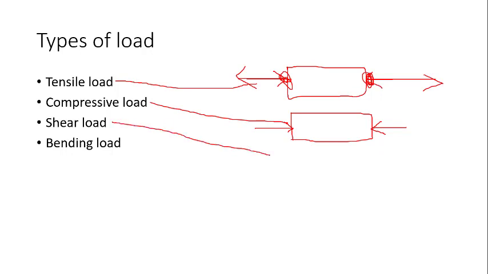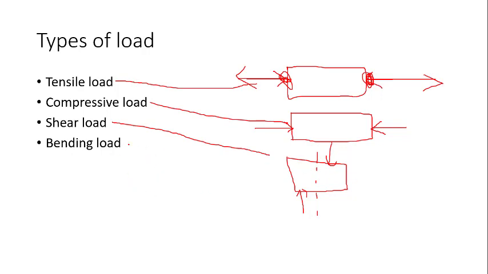And the third load is shear load. If this is the object and I apply loads like this, opposite forces, but they are not collinear, not acting on the same axis like in tensile load and compressive load, then this type of load is known as shear load.